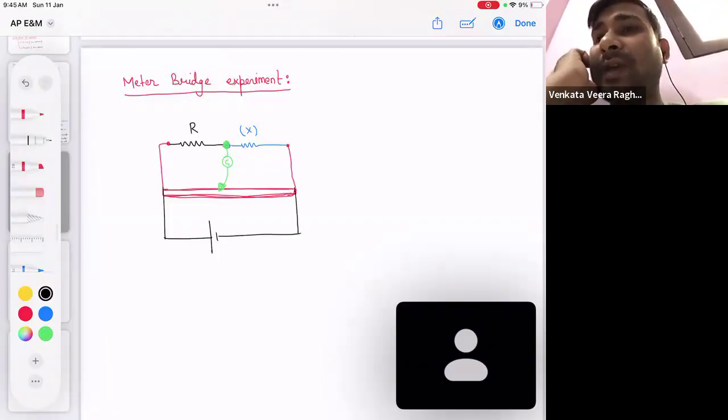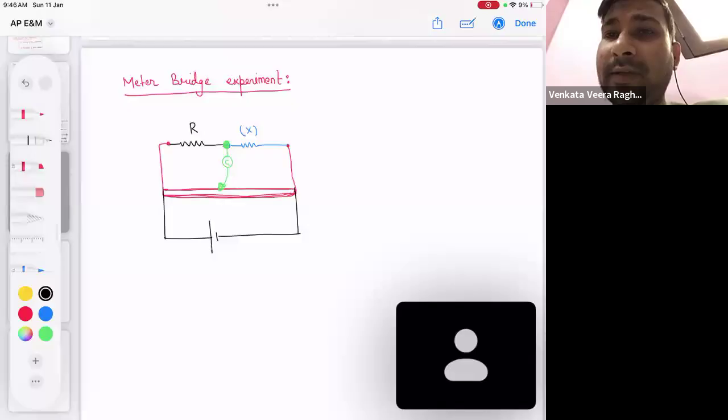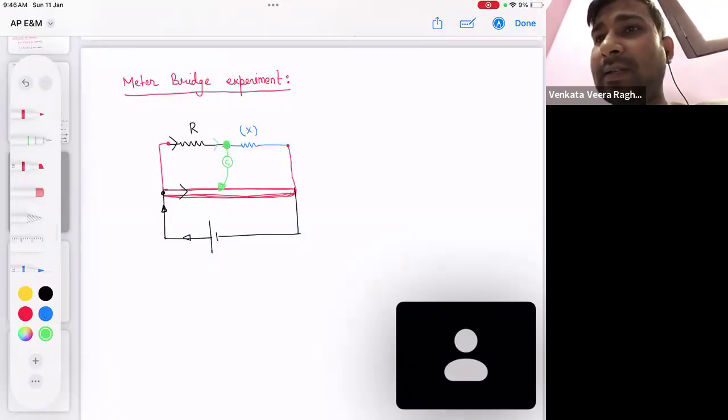Now tell me what is going to happen. When current starts flowing from the battery, it will reach here and go through this branch. After that, at this green junction, the current will reach here and distribute into two other branches, and here also the current can distribute into two branches like that.